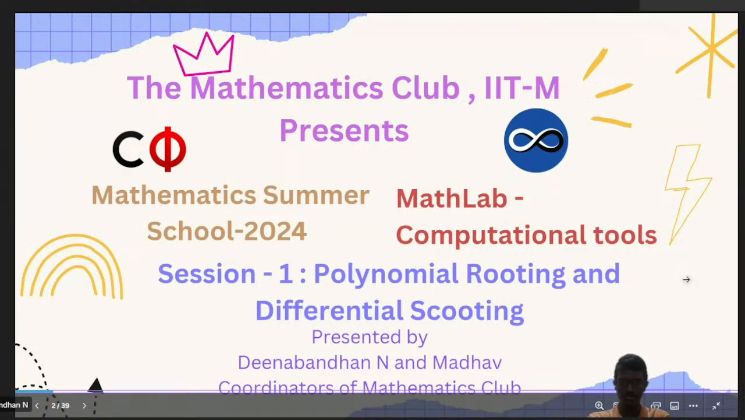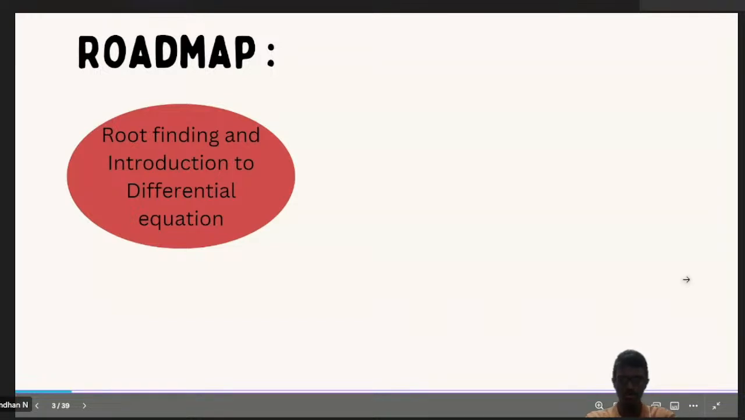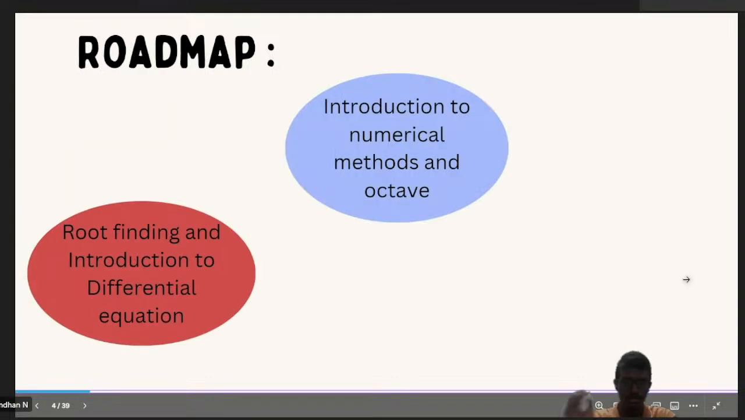Let's start. First, let me give you a roadmap of what we plan to do in this session and in all 3 sessions. In this session, we will be dealing with something called root finding. If you have never heard of that term, don't worry, we will go from the basics only. First, root finding. After that, differential equations. We would have learned what differential equations are, but we'll give you another perspective on how these things are covered. Next, introduction to numerical methods and Octave.